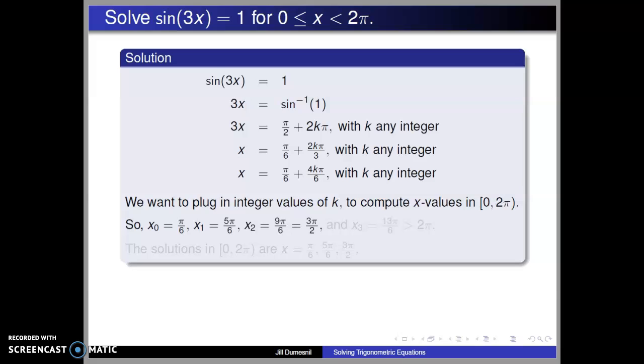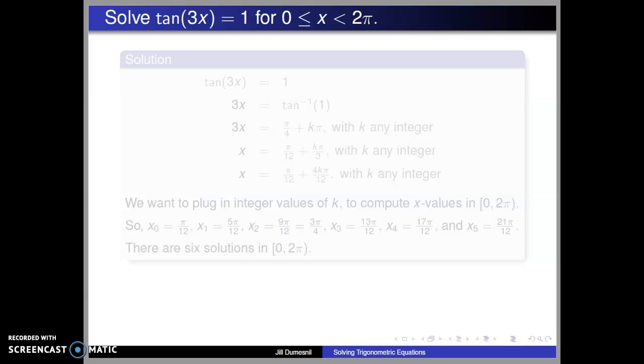Adding another 4 pi over 6 gives us x2 equals 9 pi over 6, which reduces to 3 pi over 2. If we add another 4 pi over 6, we get a value outside the interval from 0 to 2 pi. Thus, we have 3 solutions in the interval from 0 to 2 pi. Notice that there are 3 solutions in one period when the original input is 3x.